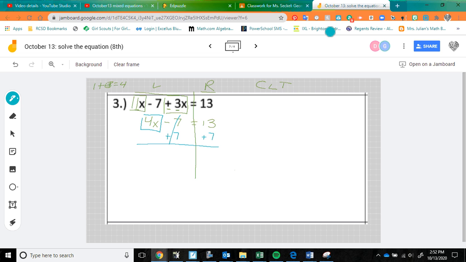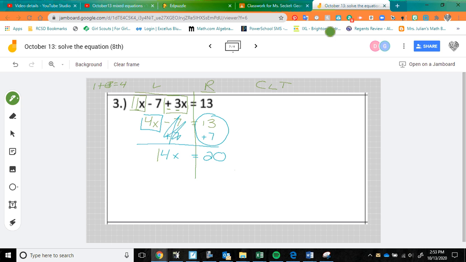So on the left-hand side, this is crossed out, so you don't have to do anything with it. We have this 4x that we haven't done anything with, so we bring it down. And then on the right-hand side, we have 13 plus 7 that we need to do. 13 plus 7 is 20, so we write down the answer.